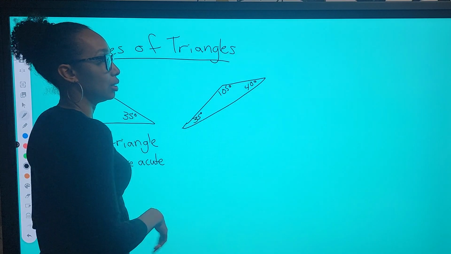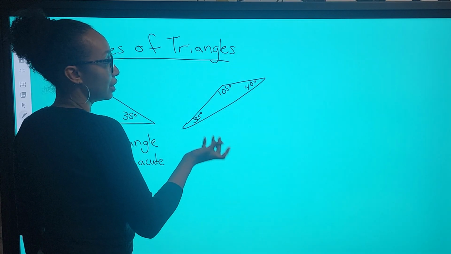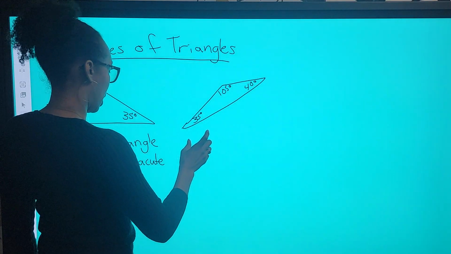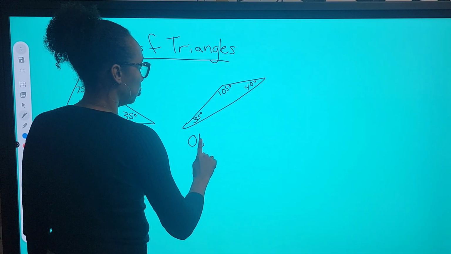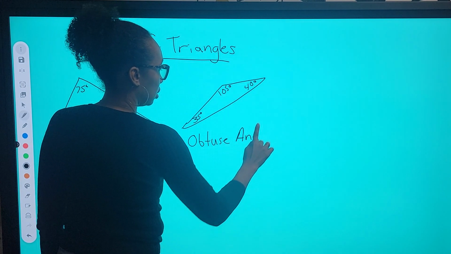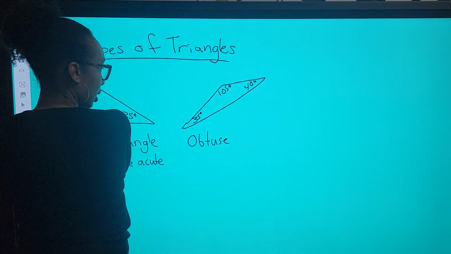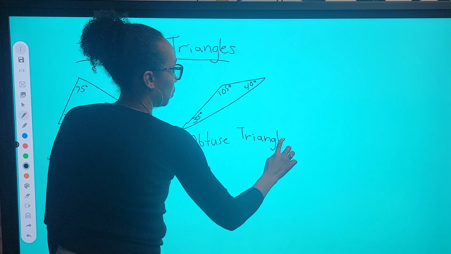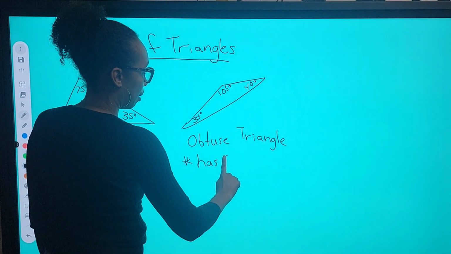If a triangle has even just one obtuse angle, it makes it an obtuse triangle. It's actually impossible to have more than one obtuse angle, or else it would not connect. And we may explore that during class a little bit, but this is an obtuse triangle. And we know it's an obtuse triangle because it has one obtuse angle.